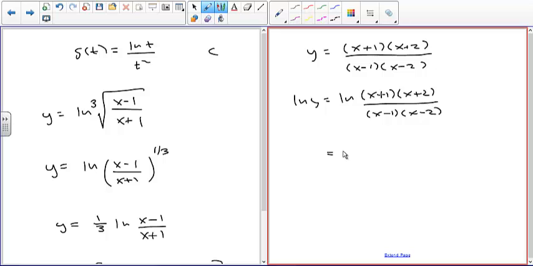Would you have to put the natural log in front of everything? Well, you could break it up. When you have a complicated quotient or product, the ones that are in the numerator are positive, and the ones that are in the denominator have negative signs. So you could just break this up into 4 parts. So what are the 4 parts? ln of x plus 1 plus ln of x plus 2 minus ln of x minus 1 minus ln of x minus 2. Yep. Okay.